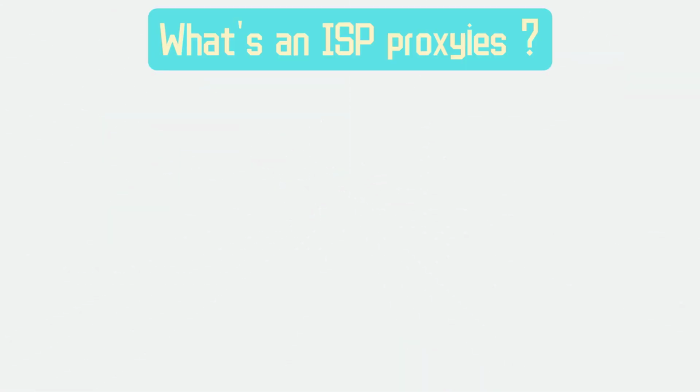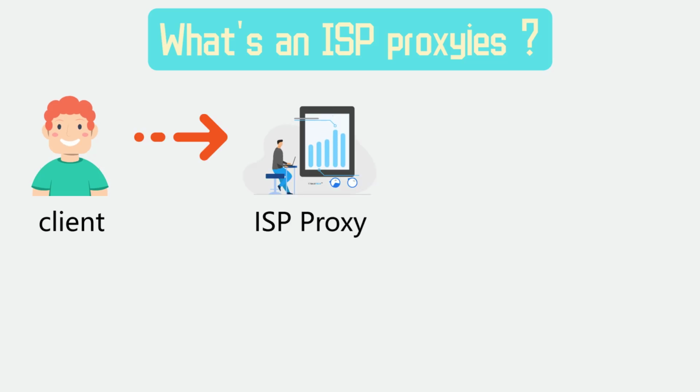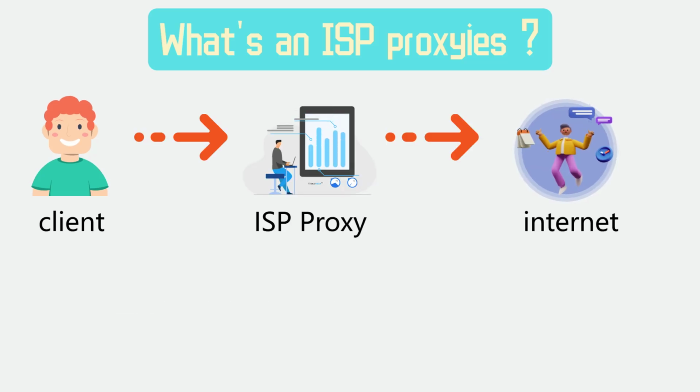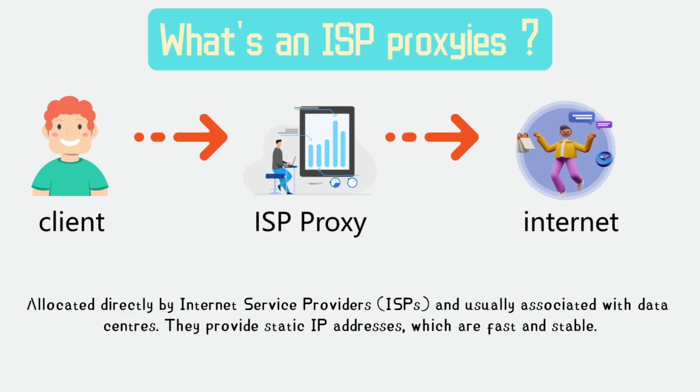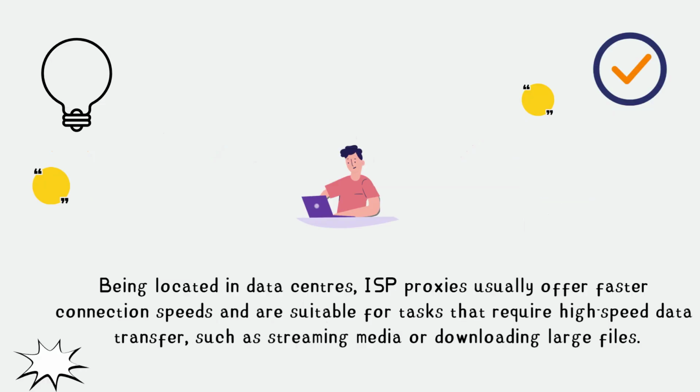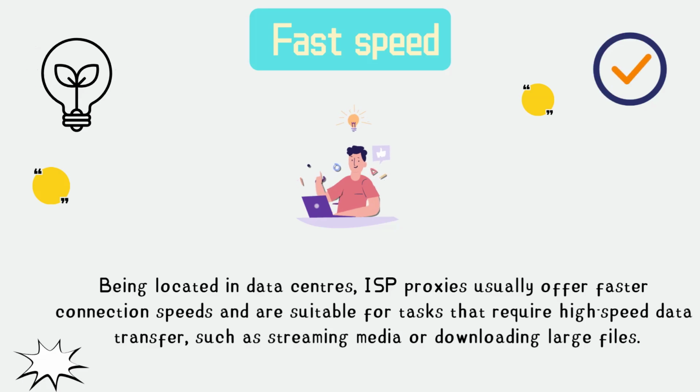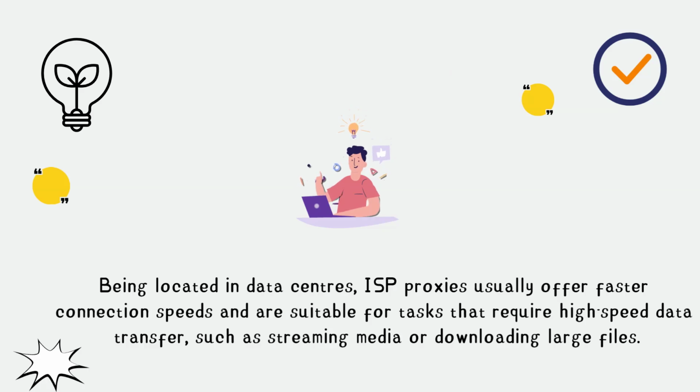ISP proxies are allocated directly by Internet Service Providers, ISPs, and are usually associated with data centers. They provide static IP addresses, which are fast and stable. Being located in data centers, ISP proxies usually offer faster connection speeds and are suitable for tasks that require high-speed data transfer, such as streaming media or downloading large files.